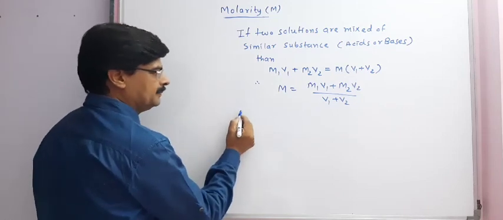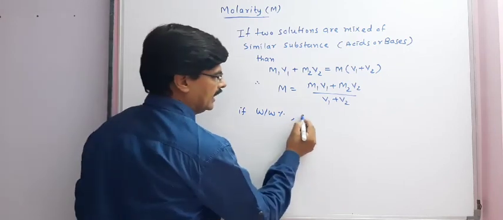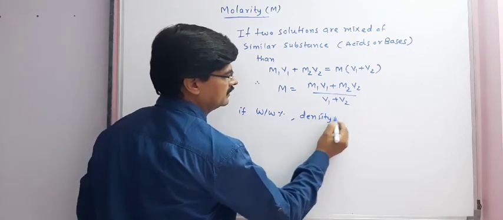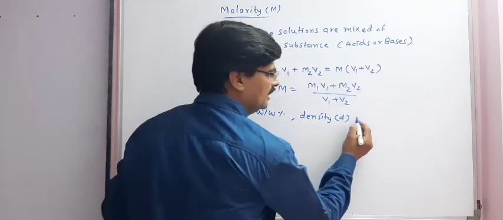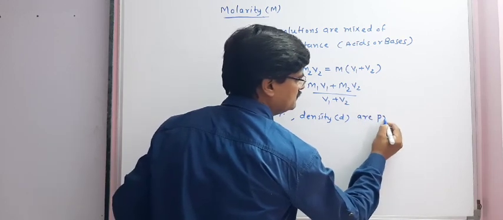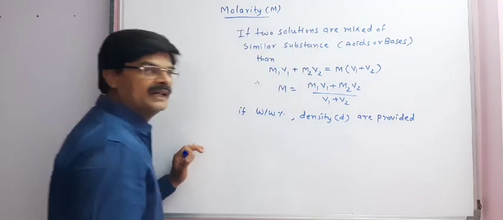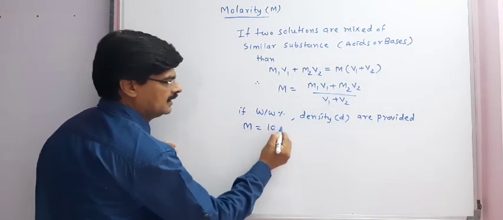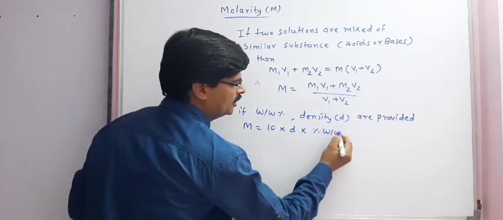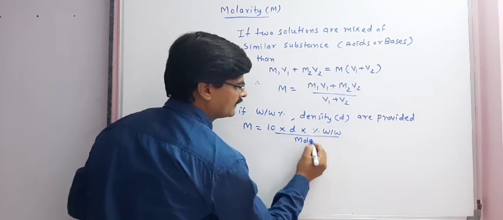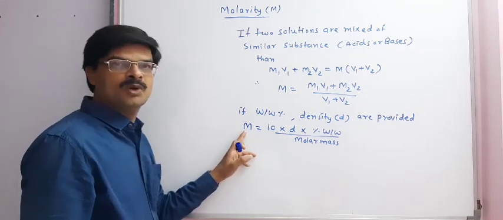Another formula, if W by W percent is given and density is also provided, then we can find out molarity. Molarity is 10 into density into percent W by W divided by molar mass. By using this formula, we can also find out molarity.